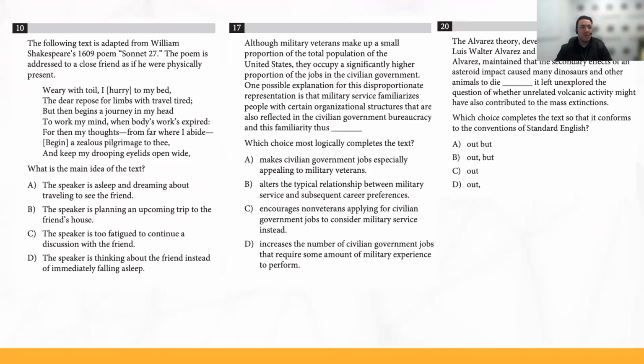And then we have question 17, which choice most logically completes the text? So you have to basically finish the sentence. And then number 20 on the right, which choice completes the text so that it conforms to the conventions of standard English? So now that's a grammar related question, right? So you have different combinations of commas and conjunctions, right? So you have out, but; out, comma, but; out, and; and then out, comma, right? So we have to determine which one of those is grammatically correct in the sentence.